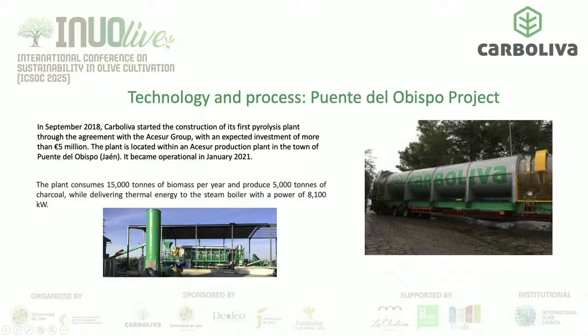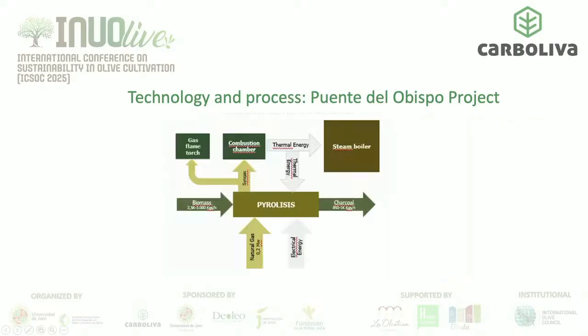The plant consumes 15,000 tons of biomass per year and produces 5,000 tons of charcoal or biochar, while delivering thermal energy to the steam boiler with a power of 8,000 kilowatts. In the first project, we used the thermal energy to produce steam because they have the cogeneration. In the past, they didn't have a problem with the drying process. But Carboliva is planning to replicate the project and to use the thermal energy in the drying process.